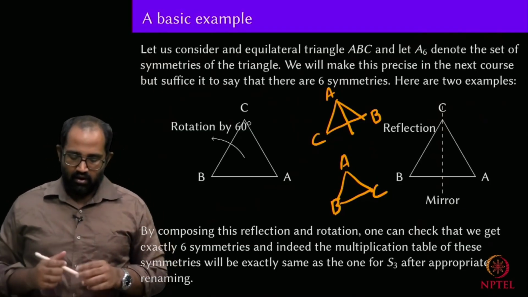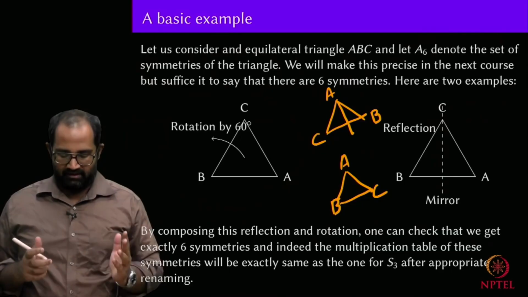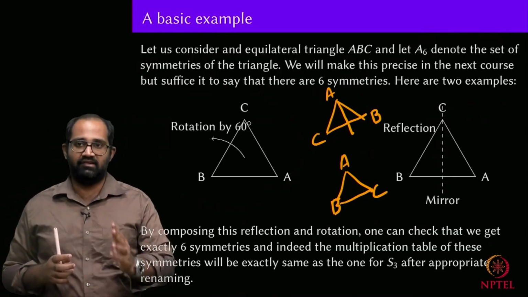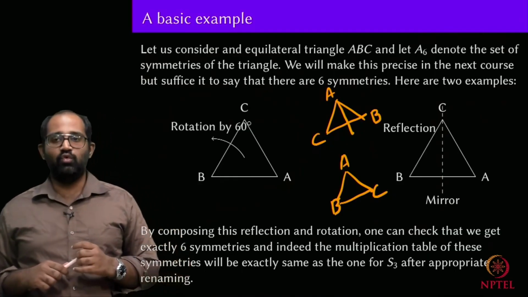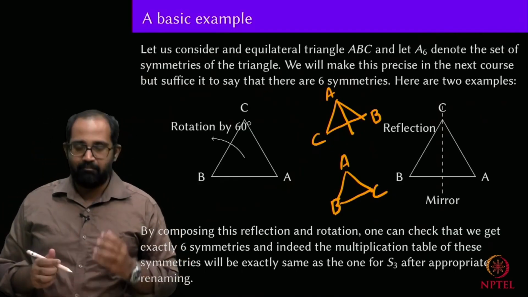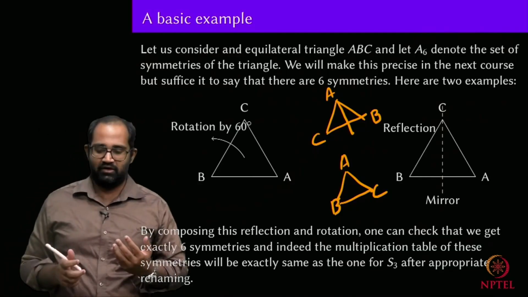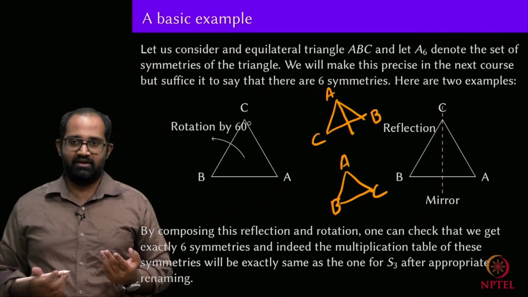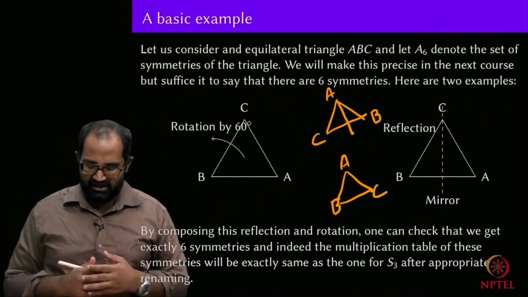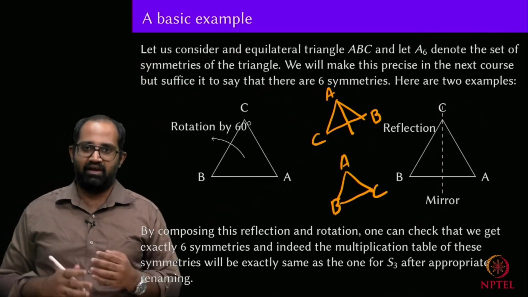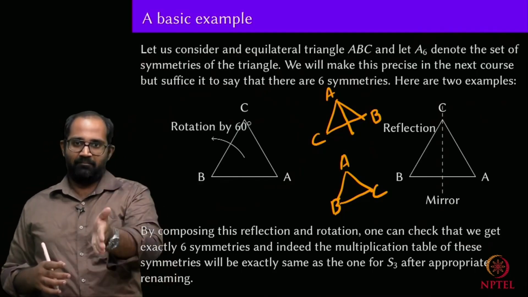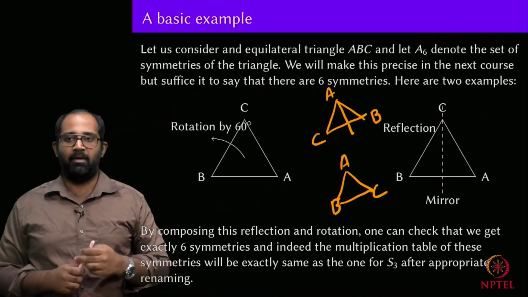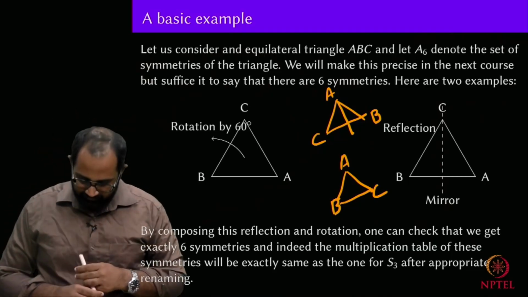Okay. Now, there are only 6 such symmetries. Of course, I cannot prove that now, I can prove it only in algebra 2, but there are only 6 such symmetries, and you can check that by composing this rotation and reflection, you can get exactly all these 6 symmetries. All 6 symmetries can be obtained by composing rotation by 60 degrees and reflection about the line passing through the vertex A perpendicular to the side BC.